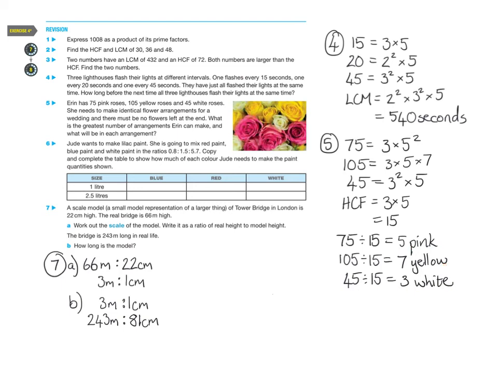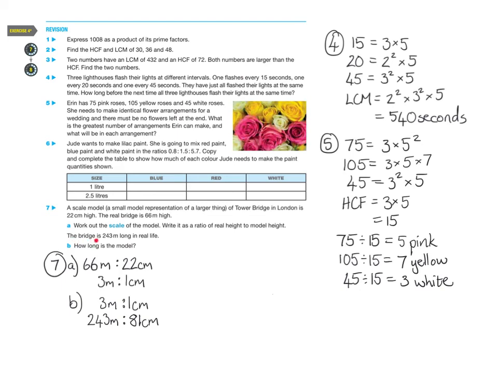The next part of the question asks about the London Bridge and the scale model. So the scale model is 66 meters for every 22 centimeters. If we reduce it, we find that 1 centimeter on the model represents 3 meters in real life. So that's the ratio we've got to.